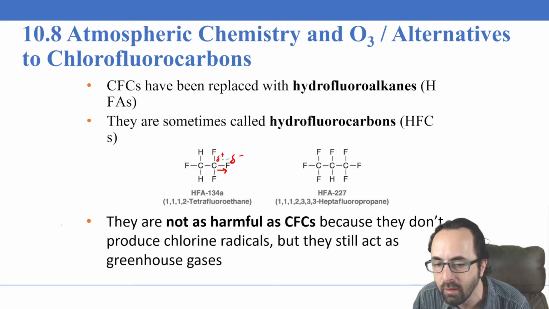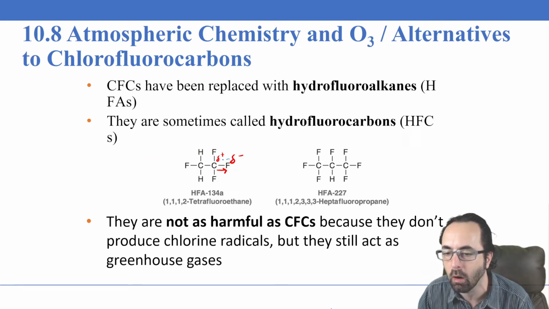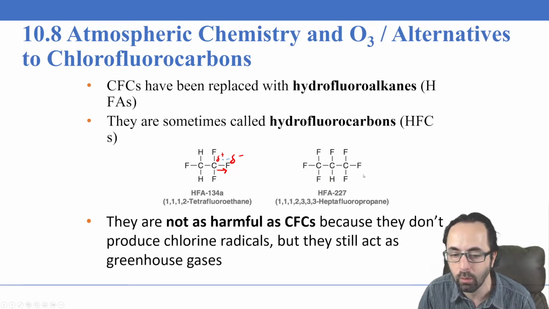And so because these carbon-fluorine bonds are so much stronger than the carbon-chlorine bonds, these work fine and they don't mess with the ozone in the atmosphere. They don't produce the chlorine radicals. They are greenhouse gases. They do absorb UV light and turn it into heat, but at least they're not depleting the ozone layer. And the bigger culprit with the greenhouse gases is the CO2 anyway.